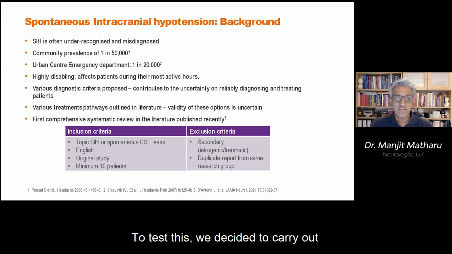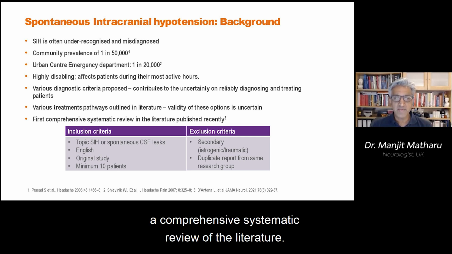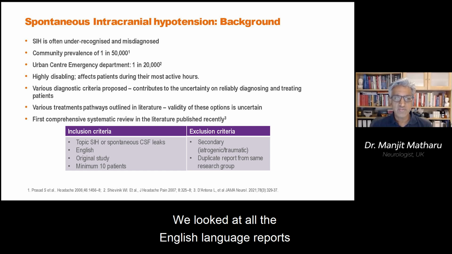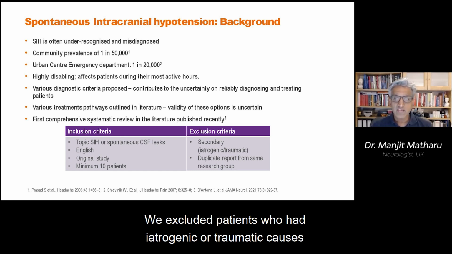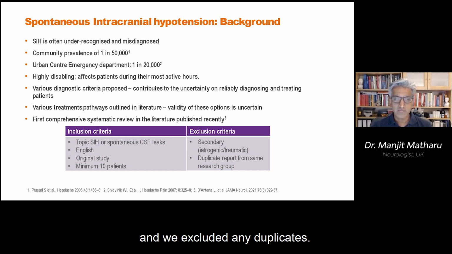To address this, we decided to carry out a comprehensive systematic review of the literature. We looked at all the English language reports of patients that had SIH. We looked at case series that had at least 10 patients. We excluded patients who had iatrogenic or traumatic causes, and we excluded any duplicates.